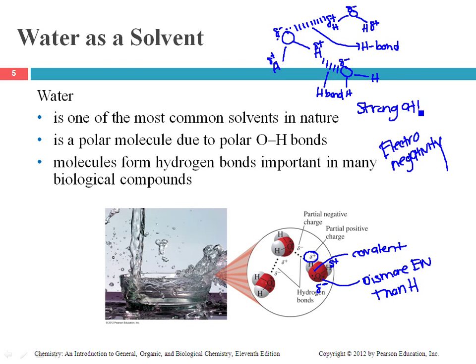And so while you're waiting for your water to boil, when it's on the stove and you're trying to boil something, you are actually waiting for these hydrogen bonds to break. And that is why water has a higher boiling point than you might expect.